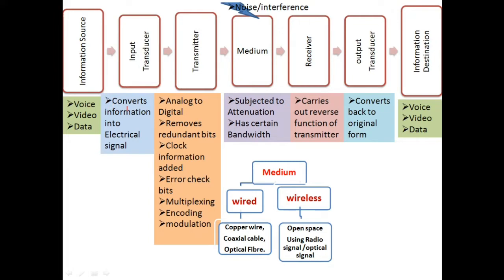But for voice, a transducer is required, for example a microphone, which converts our speech information into an electrical signal. This electrical signal is usually in the form of a continuously varying analog signal. This analog signal will first be converted into a digital signal in the first stage of the transmitter. Once it is converted into digital form, the redundant bits in the information are removed, such that the bandwidth requirement of the medium is reduced.